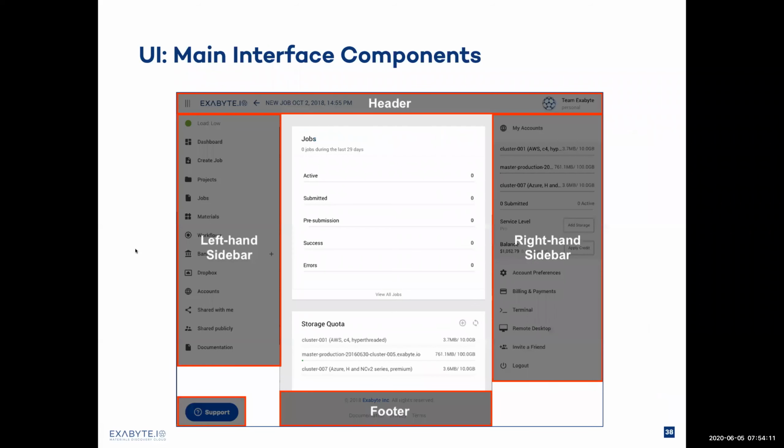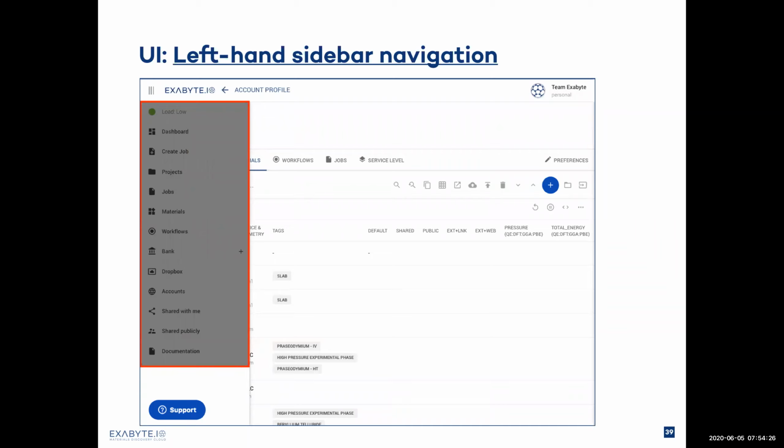The second component I want to speak about is the left-hand sidebar. And to open it, we have to click on the sidebar trigger here in the left top corner. And inside the left-hand sidebar, we'll see the entities that belong to this account, such as materials, jobs, and workflows. And it has shortcuts to other platform functionality, like the bank collections, seeing other accounts, seeing entities that are shared with this account.